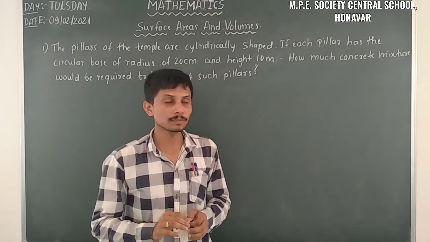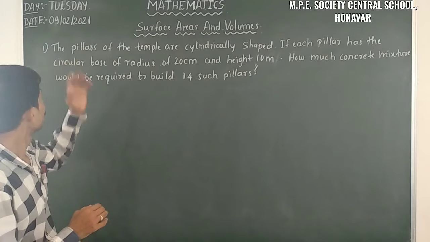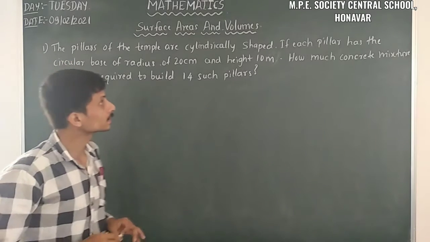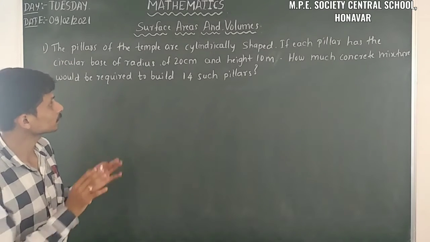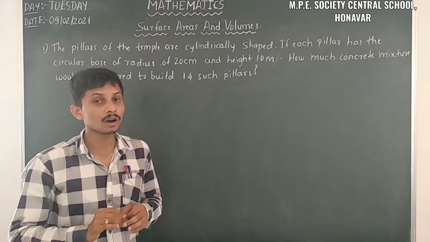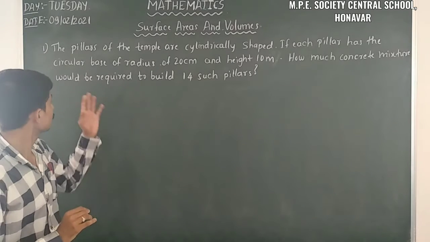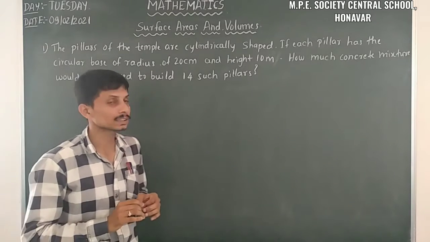Let us take the first problem here. Just observe, the pillars of the temple are cylindrically shaped. If each pillar has a circular base of radius 20 cm and height 10 meter, how much concrete mixture would be required to build 14 such pillars?